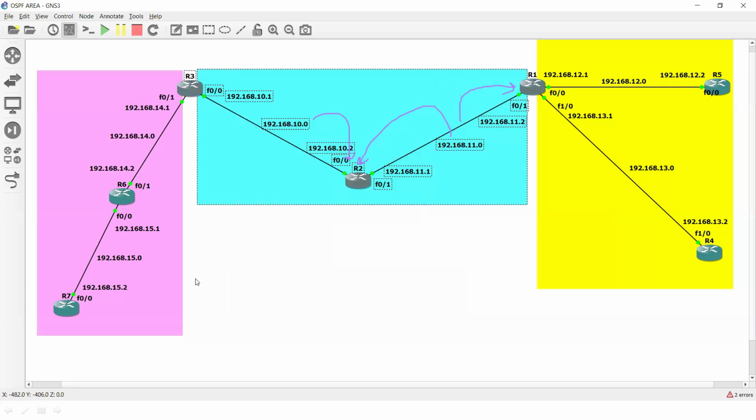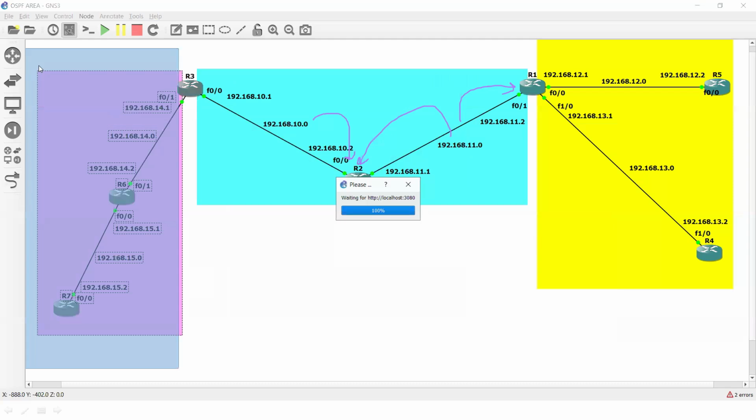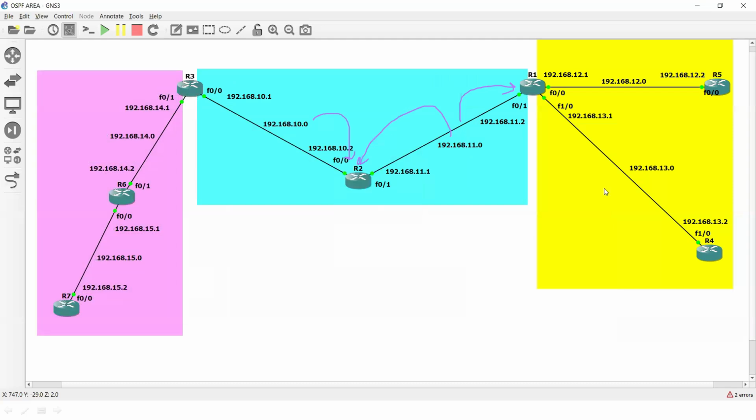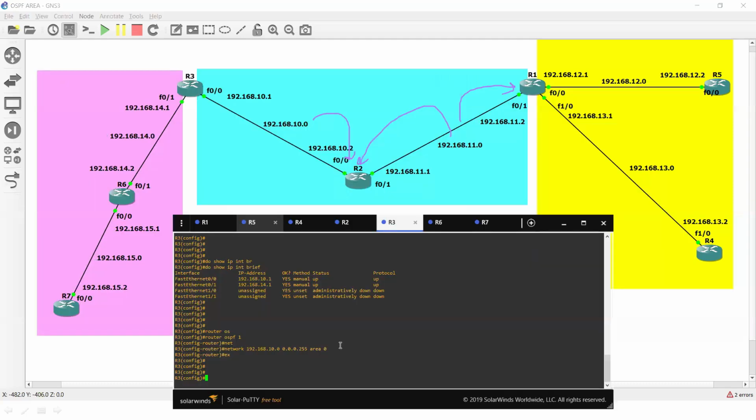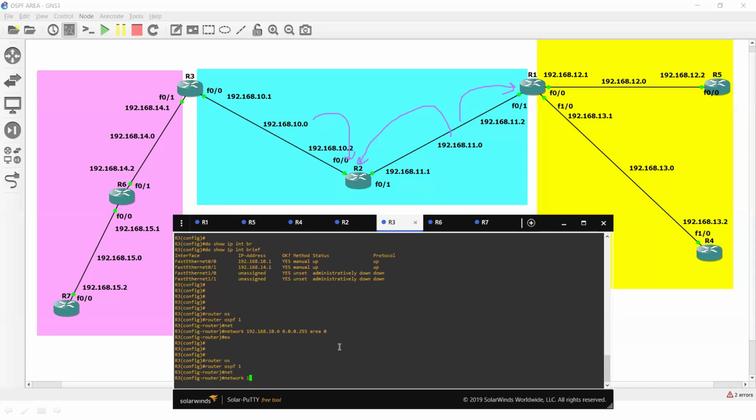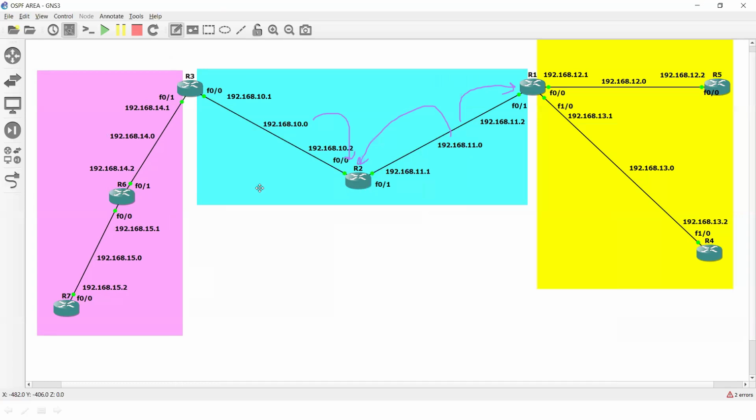After that, let's configure area 2. For that, we have to go to R3 first of all and advertise the network. Router ospf 1, network 192.168.14.0 0.0.0.255 area 2. Which area is this? Area 2. Let me mention the areas also. This one is area 0. This one is area 2.